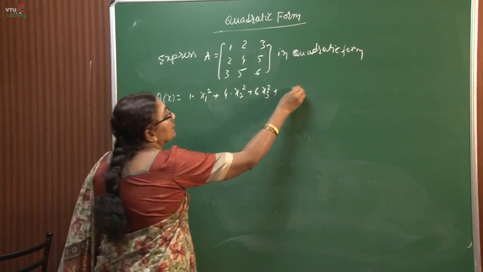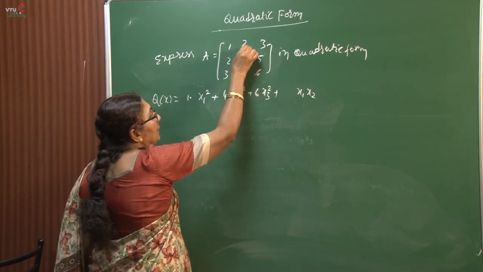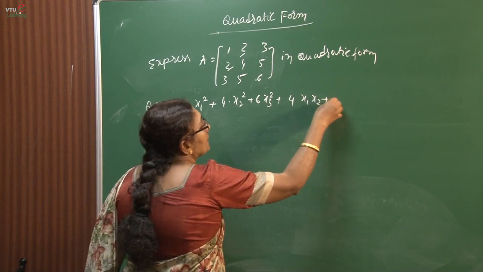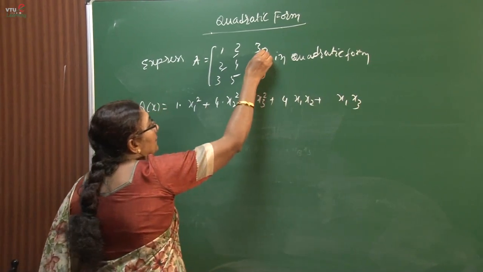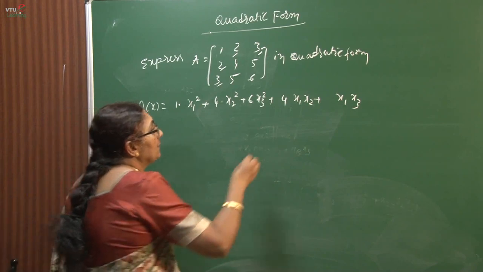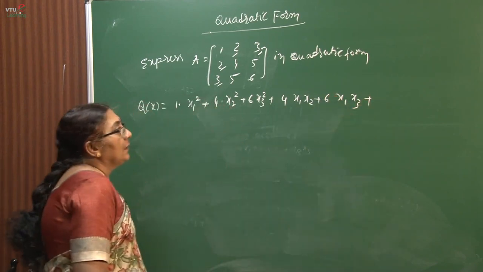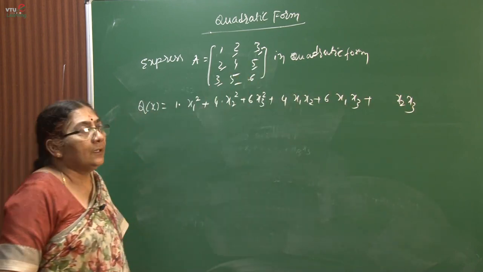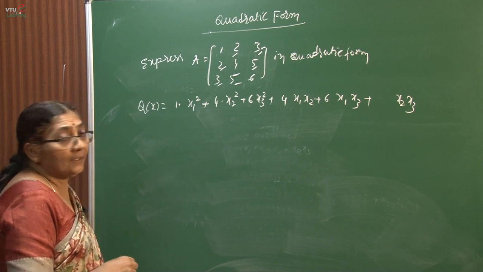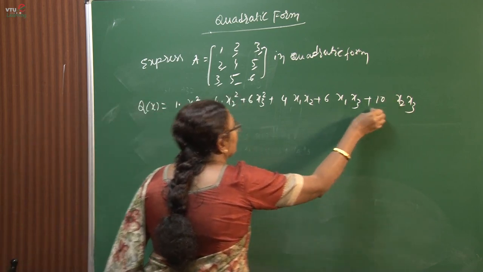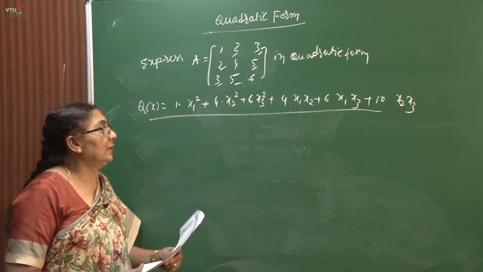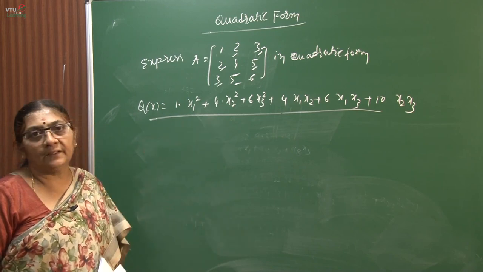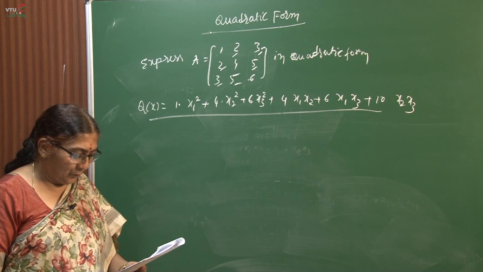Plus, for x1 x2, the sum of A12 and A21 is 2 plus 2, which is 4. For x1 x3, the coefficient is the sum of A13 and A31, which means 6. Plus for x2 x3, the coefficient is the sum of A23 and A32, 5 plus 5, which is 10. This is the way to express the given matrix in quadratic form, based on what I derived. Okay, try a few more problems.